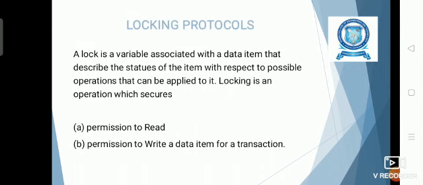First, let us see about a lock. A lock is a variable associated with the data item that describes the status of the item with respect to possible operations that can be applied to it. Locking is an operation which secures permission to read, permission to write a data item for a transaction.